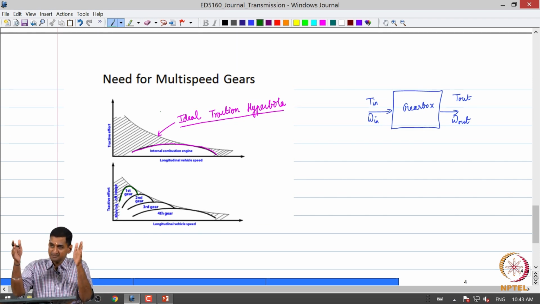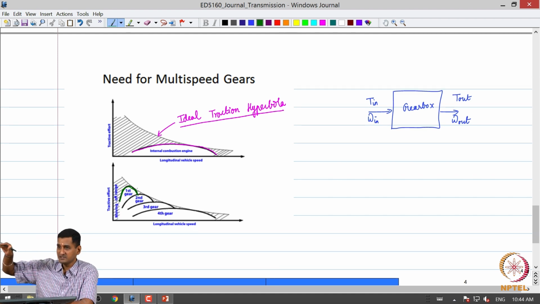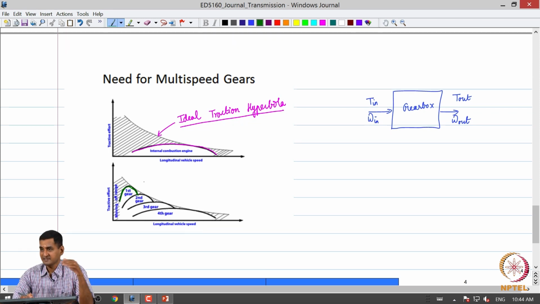So the speed range is going to be shrunk and it is also going to be shifted to the left, and that is how we get this curve, right. So you see that the engine output curve is modified into the curve which is shown under first gear there. Similarly under second gear, third gear and so on.